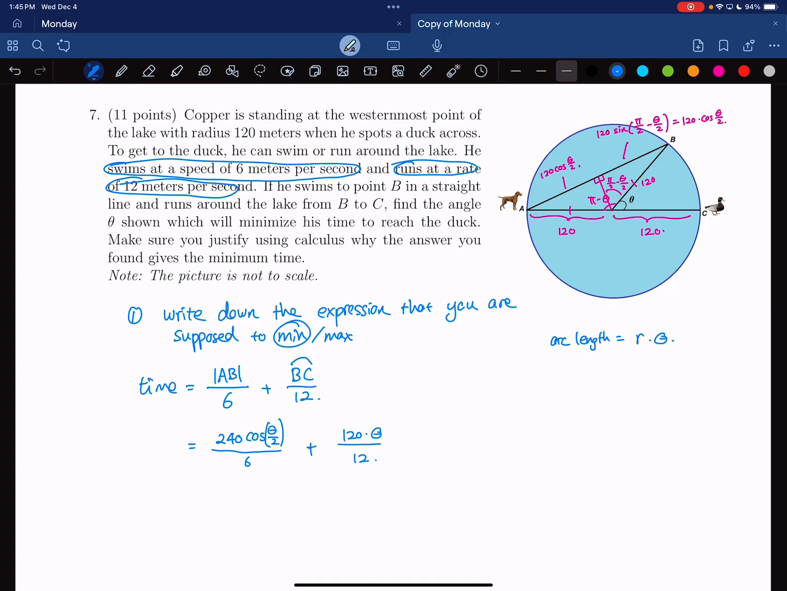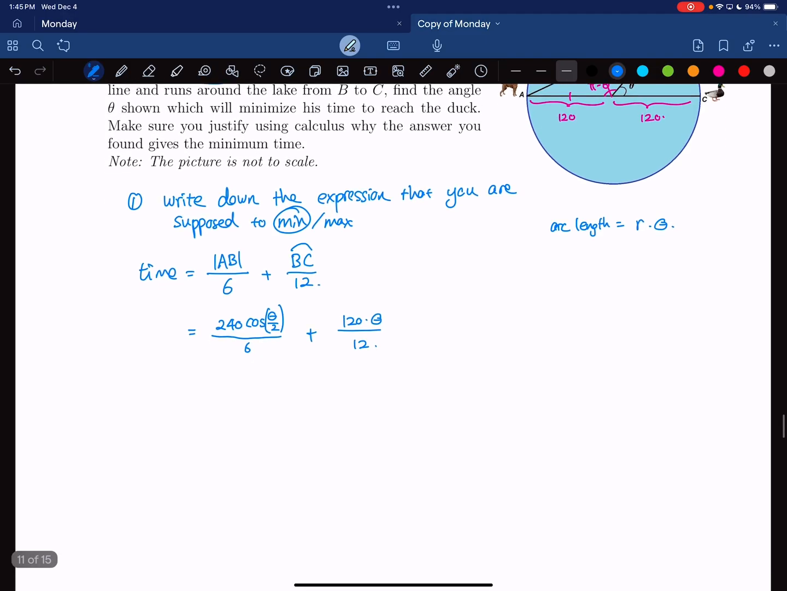Okay. So that's the expression for the time. Let me simplify it a little bit. I can cancel out a 6 here, and this becomes 40. So this is 40 cosine theta over 2, plus 12 cancels out, this is a 10 theta. So this is the expression I'm supposed to minimize. Does that make sense? Okay.